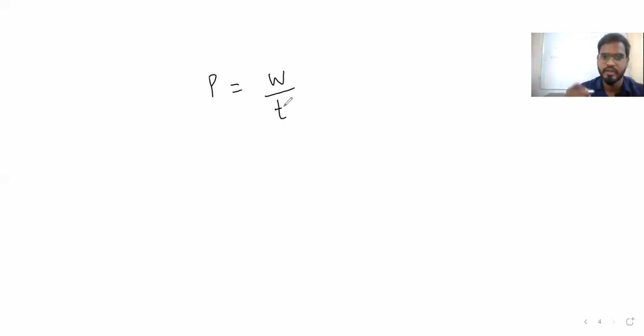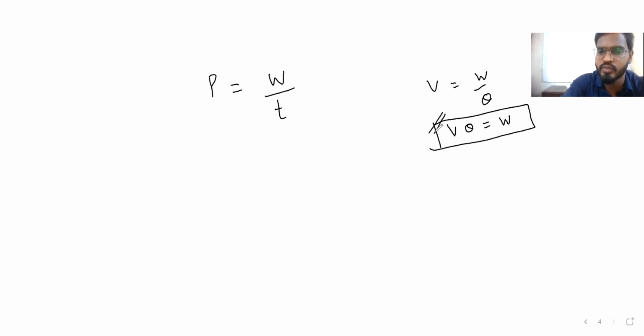Okay, let's see now how much energy is lost. Before learning energy, we learned in class 9 that power is equal to work done by time. Here, work done is equal to what? Potential formula, which we learned in the first lecture. Potential V is equal to W by Q. Then V into Q is W. Simple.